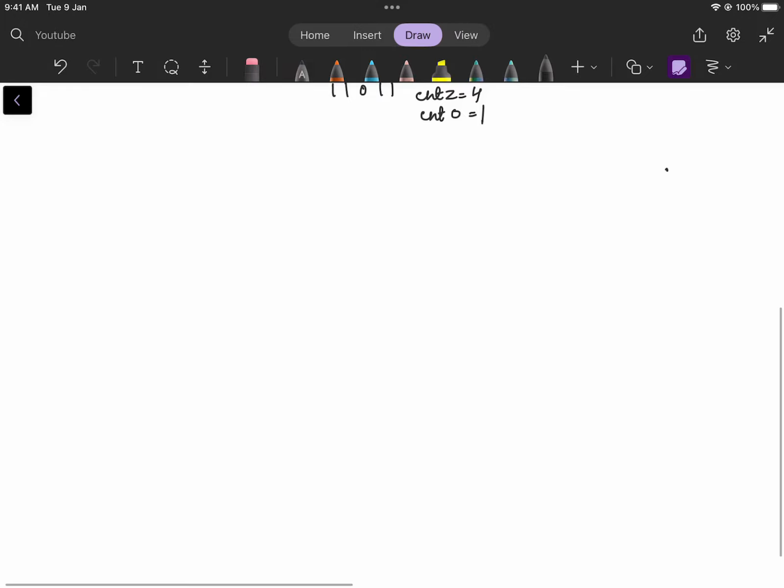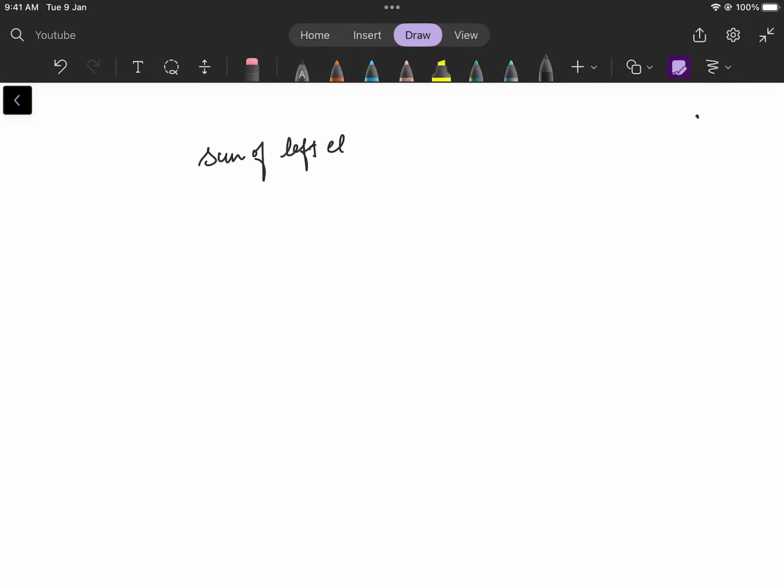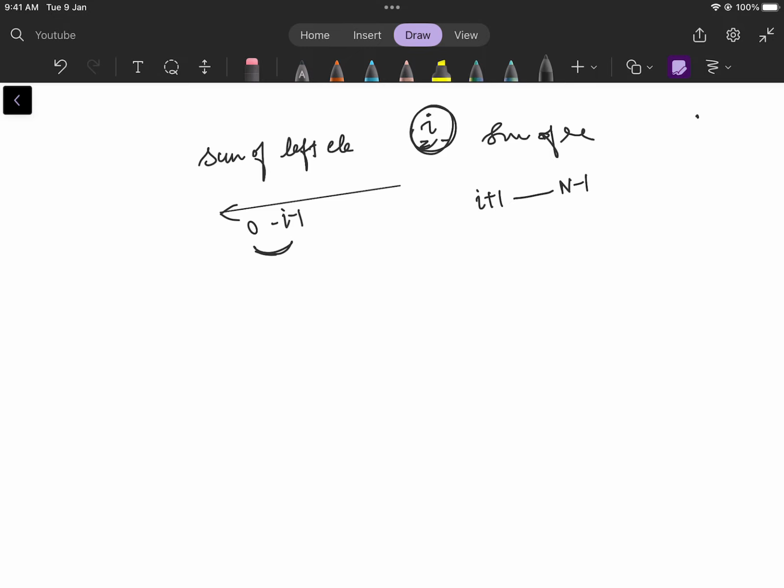You need to find the equilibrium index, such that the sum of left elements is equal to the sum of right elements, and this index is called the equilibrium index. If you see, it is quite easy. Let's assume this is I. So you want the sum from 0 to I minus 1 to be equal to the sum from I plus 1 to n minus 1. You know how to find the sum between these.